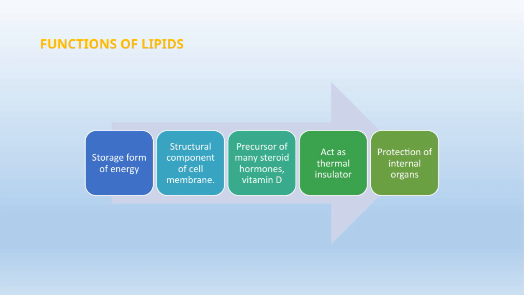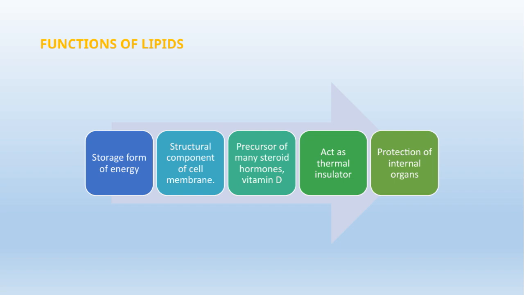Another critical function is their role in forming cell membranes. Lipids, especially phospholipids, are fundamental components of the cellular membrane, helping to maintain cell integrity and regulate what enters and exits the cell. This structural role is vital for cell function and communication. Lipids also have insulating properties. They help protect our internal organs and regulate body temperature by acting as an insulative layer. This is especially important in maintaining homeostasis.